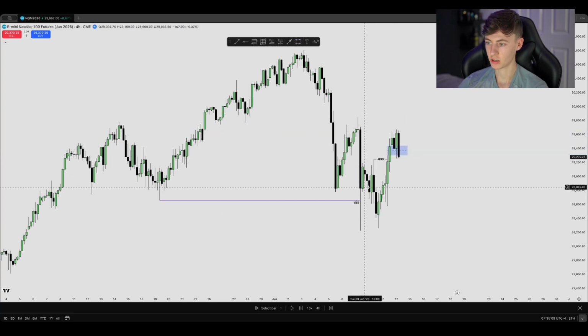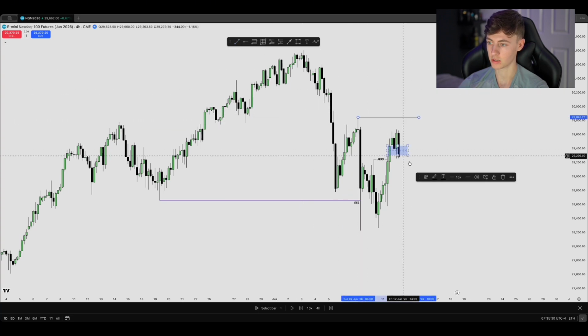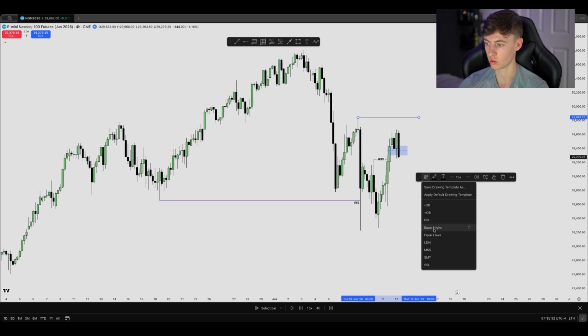So again, this is literally the ICT 2022 model on the 4-hour chart, and price is fractal. Whatever happens on one time frame happens on the other time frame. So if we see an ICT 2022 buy model on the 4-hour chart, we can clearly see we have a clear draw on liquidity, which is this prominent high right here, and this is your draw on liquidity.